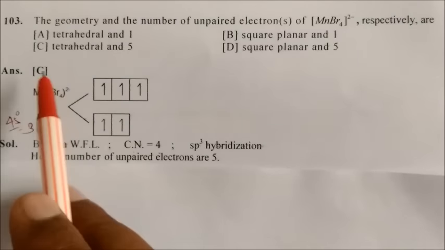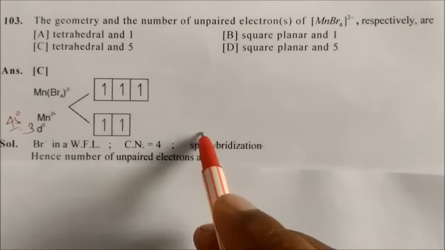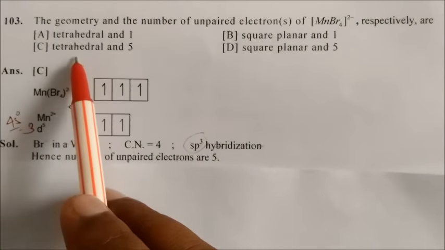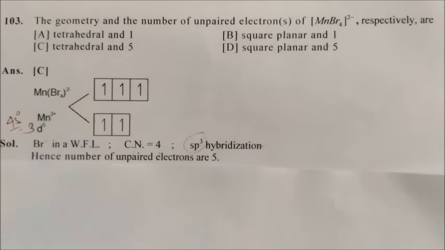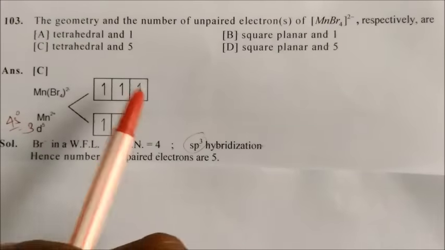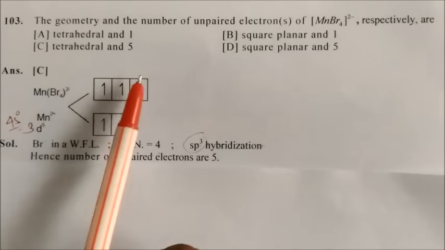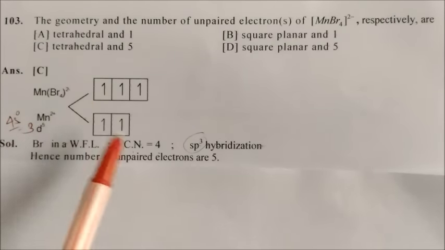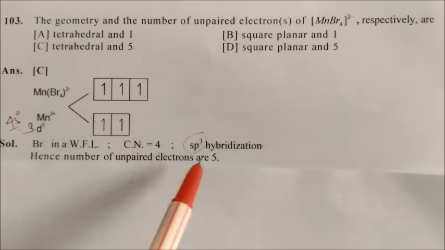So it will form the sp3 hybridization, means it is a tetrahedral structure without a lone pair, and unpaired electrons, how much? 5. So it is filling only the 5 configuration. 4s and the others will be filled by the Br orbital. So it will be like this.